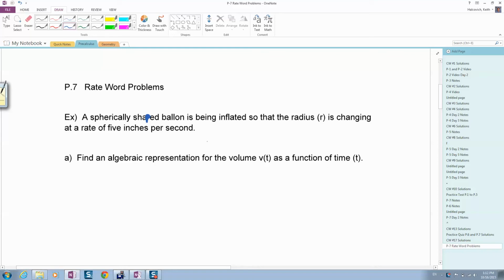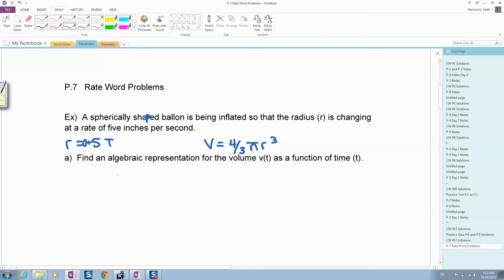Well, remember, the volume of a sphere is equal to 4/3 pi r cubed. And this here is saying the radius is changing at a rate of 5 inches per second, so 5t. Right? It starts out at 0, and then it goes plus 5t. So you're adding 5 inches per second.